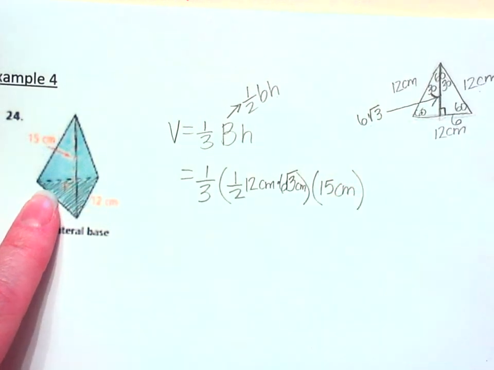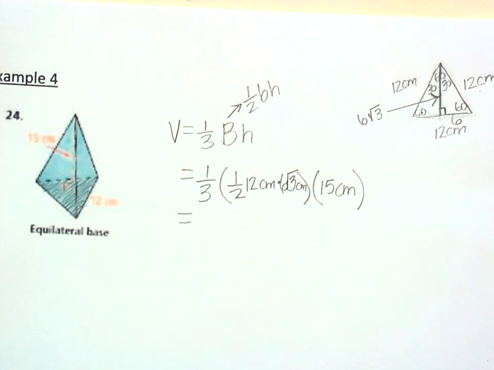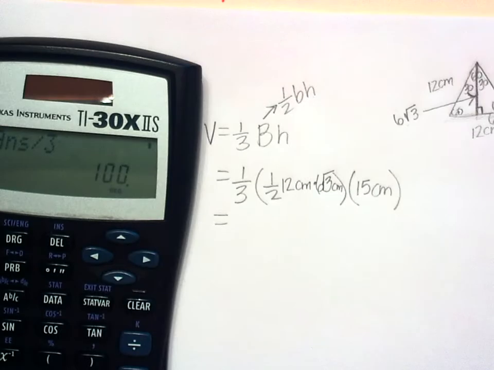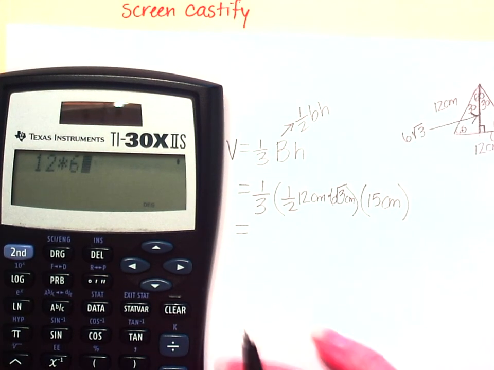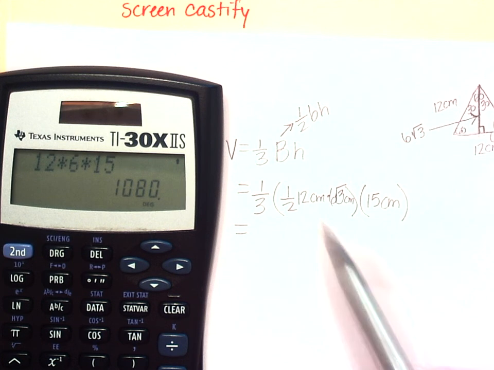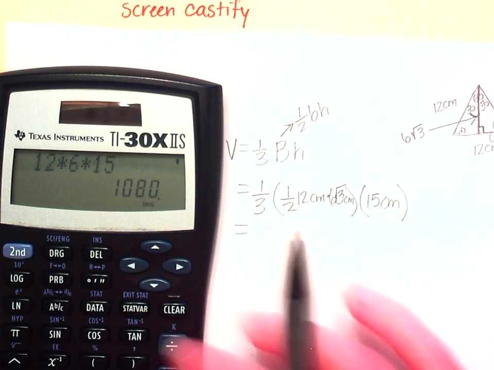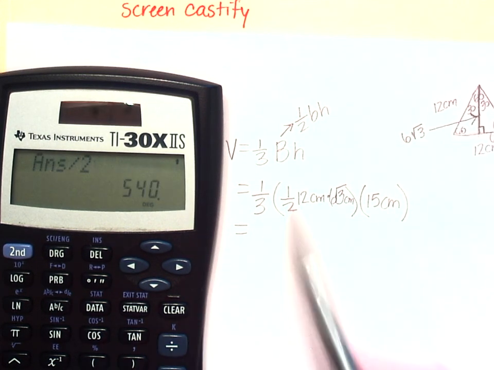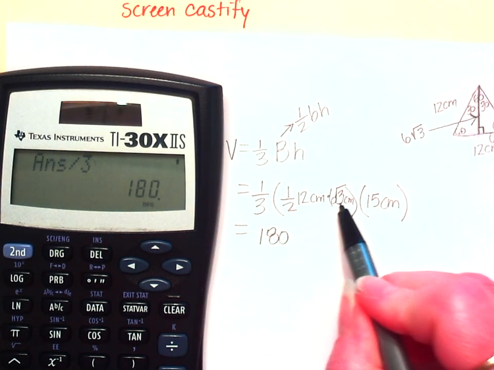6 square root 3. Now, here's what I would do. Zoom out a second. 12 times 6 times 15, and hit enter. Okay, and then I need to divide by 2 and hit enter. And then I also need to divide by 3 and hit enter. And we get 180. And then we have to put the square root 3 next to it.